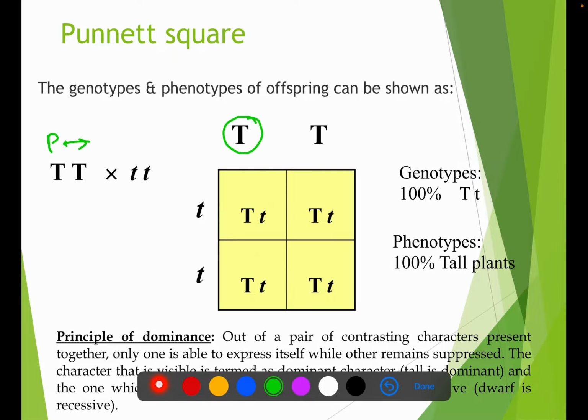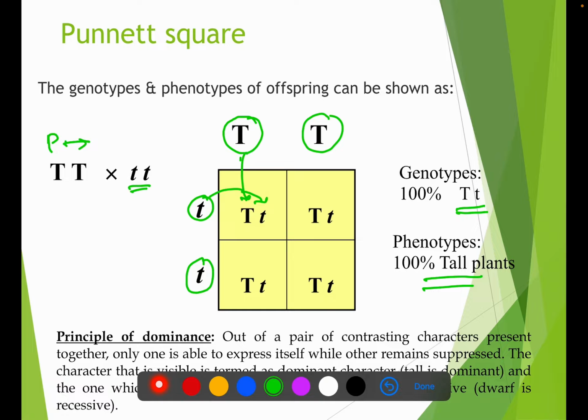So this is the gamete which is coming out from this. Again, from here the gametes which will come out will be this, and then after fertilization, so this T and T, in that way they will make the square. So 100% of genotypes are all capital T, small t, so all are tall. So this is the principle of dominance.